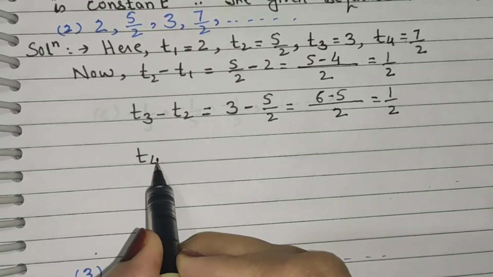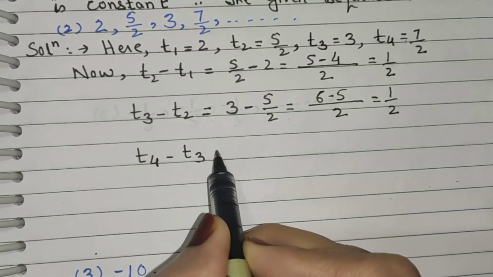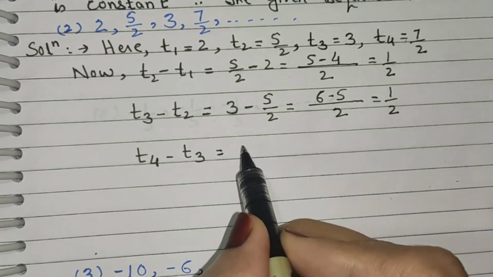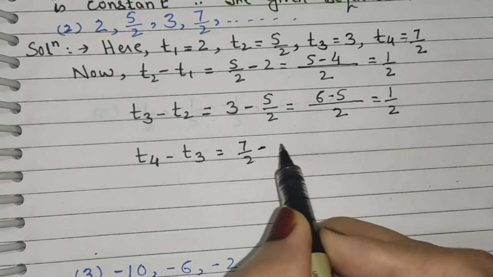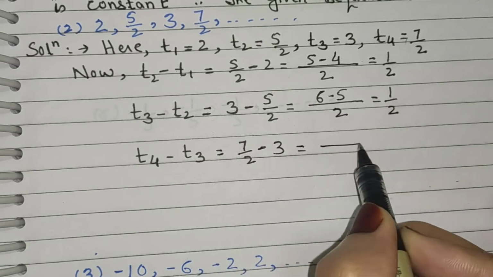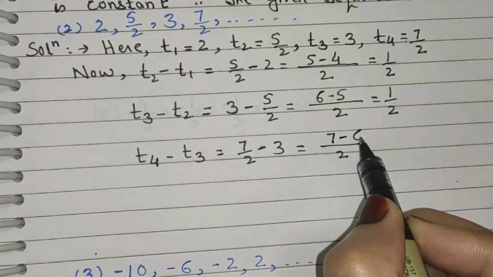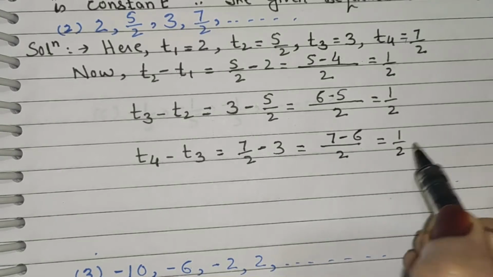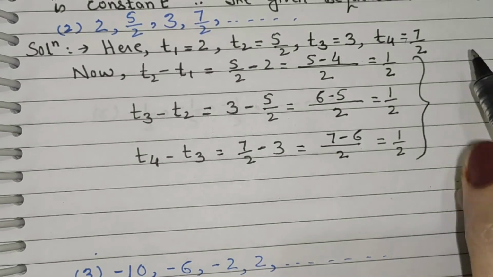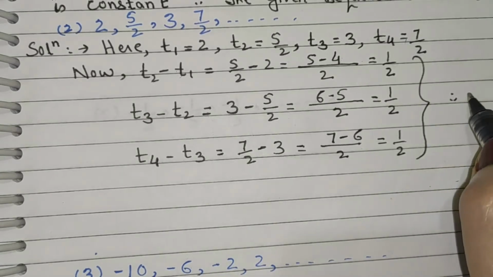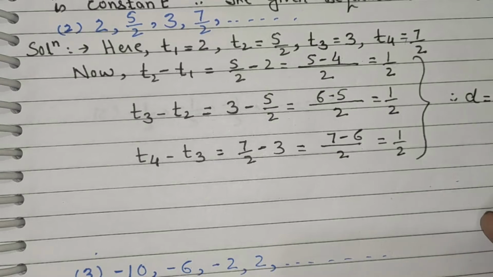Next one, T4 minus T3. T4 minus T3 means 7 upon 2 minus 3. Now take the LCM here, 2, cross multiply, 7 minus 6, now we get here 1 upon 2. Now here all the differences are same, therefore D is equal to 1 upon 2.